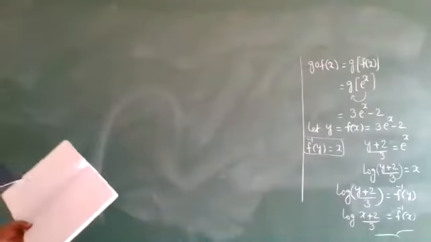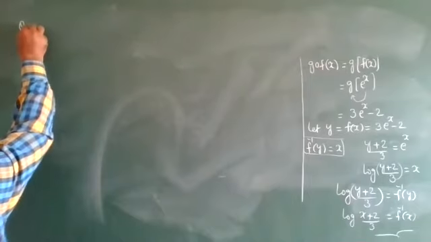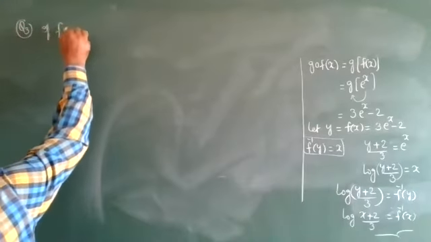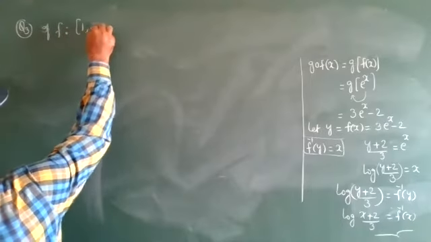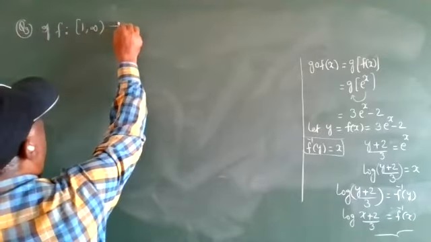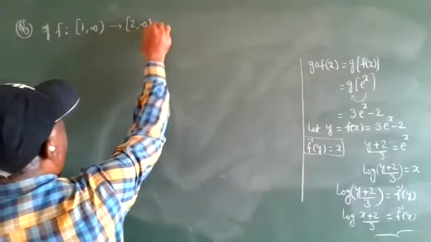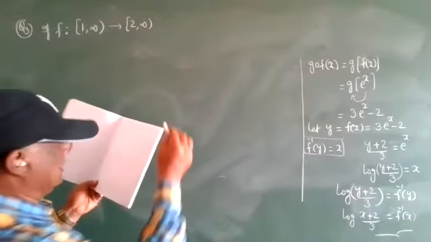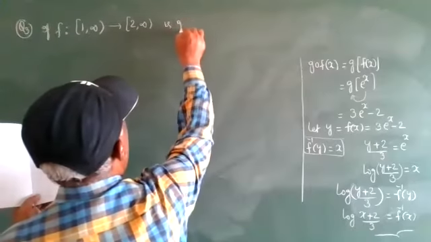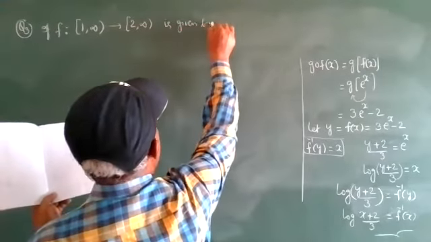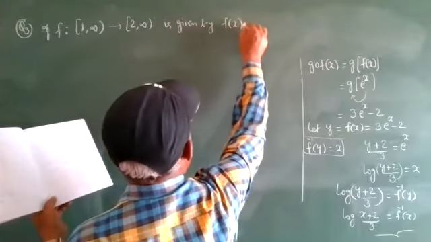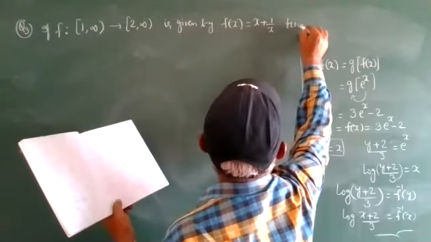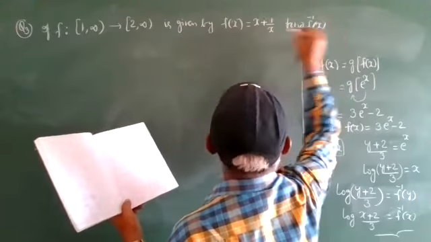Right. Third problem, question number 3. What is question number 3? If F is a mapping from 1 included, infinity not included, domain, to 2 included, infinity not included, codomain, is given by f of x is equal to x plus 1 by x. Find f inverse x.